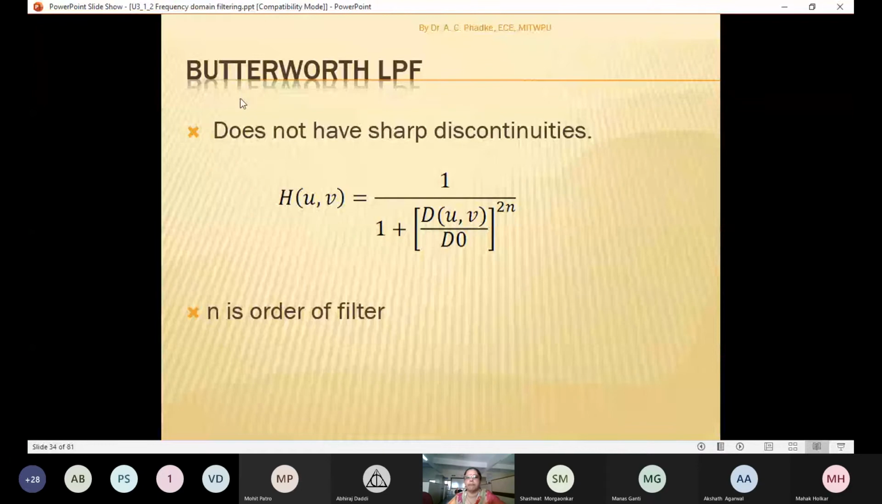So let us have a look at Butterworth low pass filter. This Butterworth low pass filter function H(u,v) is given by 1 upon 1 plus D(u,v) by D0 raised to 2n. Here again D(u,v) is distance from the origin or distance from the center of the image, and D0 is your cutoff frequency or cutoff distance. So this is your Butterworth filter function, and this n indicates order of filter. So n is filter order.